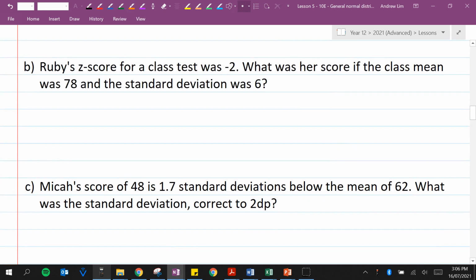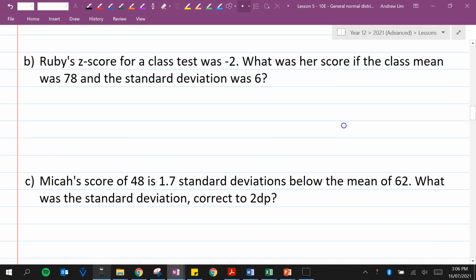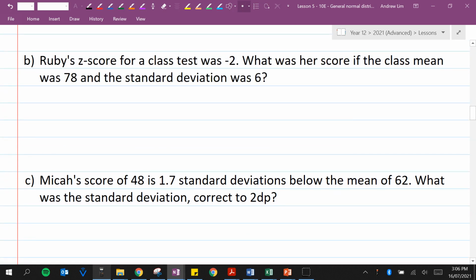Alright, Ruby's Z-score for a class test was -2. What was the score if the class mean was 78 and the standard deviation was 6? Why don't you pause the video, have a go with this one yourselves.